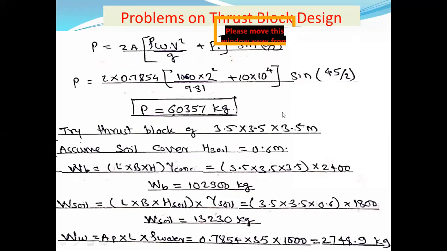So this much will be the thrust exerted by the water at the bend. Now here we have to design that thrust block to resist this much thrust. Okay, now don't put your answers in the chat box. Listen here. See on the screen.